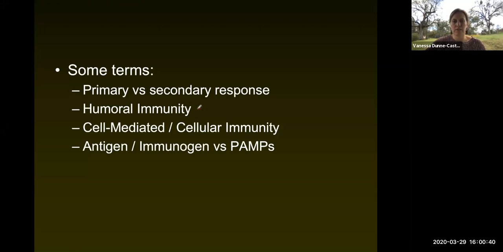Humoral immunity is your B cell response, or antibody production, antibodies. Cell-mediated or cellular immunity, this is your T cell response. And there are various types of responses here. This can lead to cytotoxicity, so cell destruction, or it can lead to a variety of different types of responses. So we'll see that in more detail.